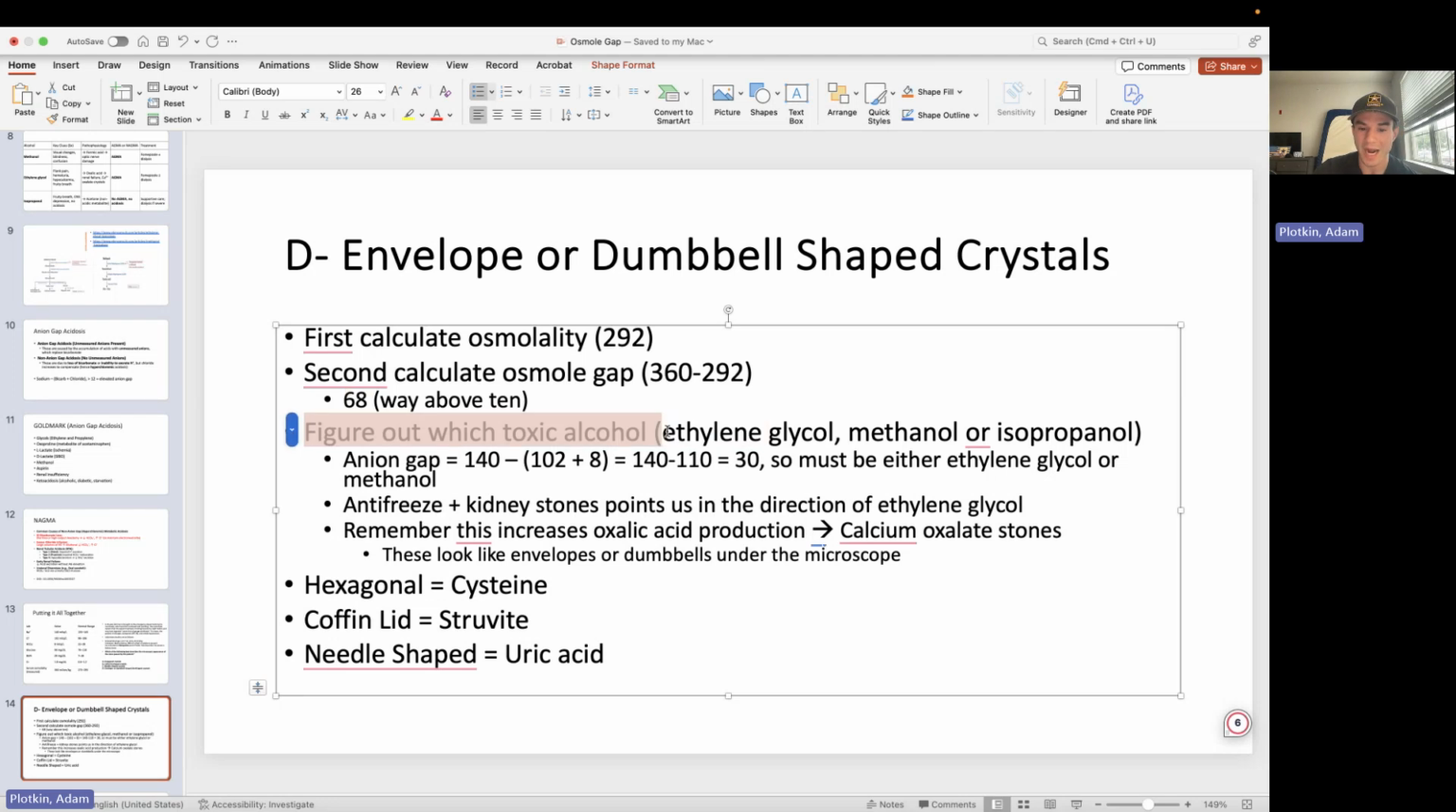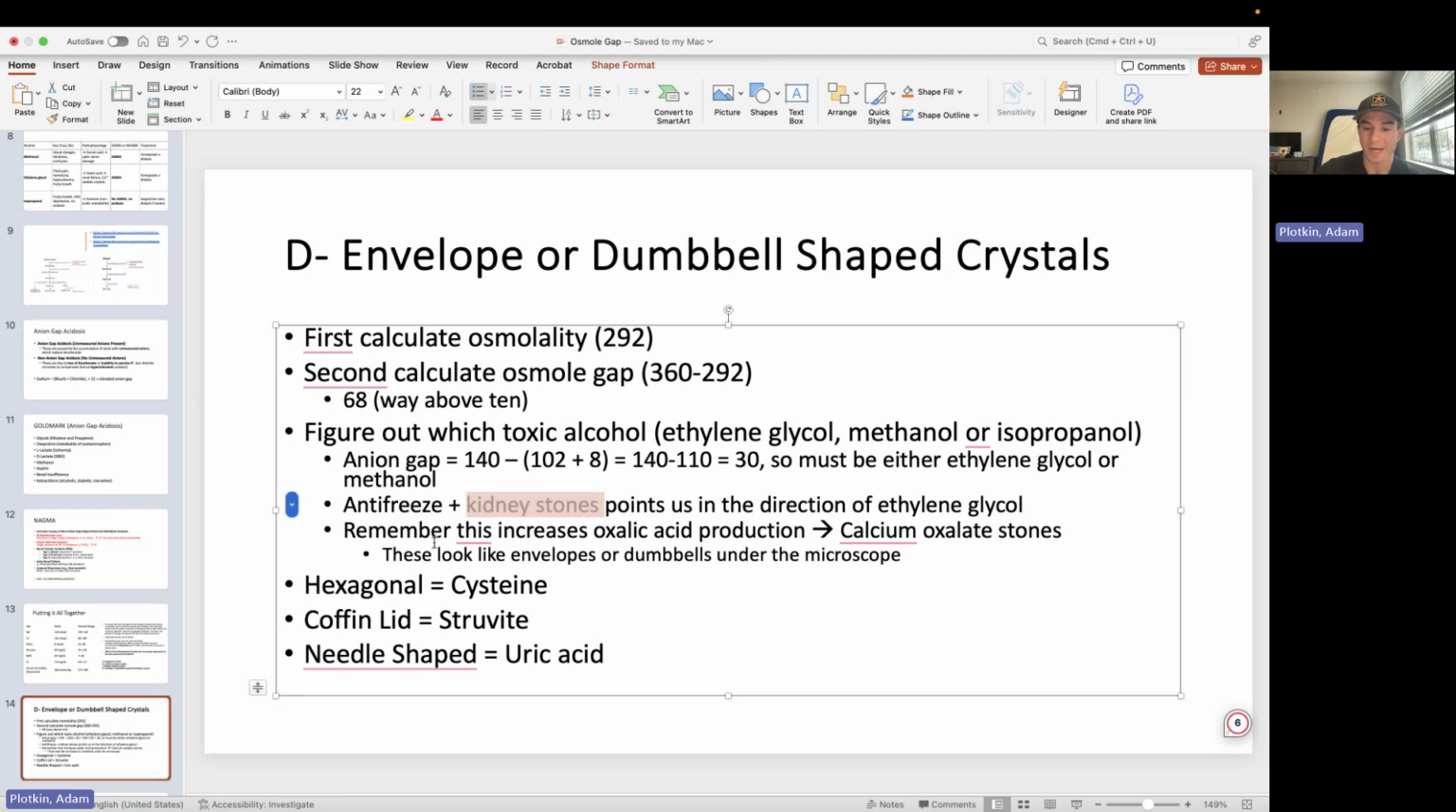We need to figure out which toxic alcohol this was: ethylene glycol, methanol, or isopropanol. Well, I can get rid of one right off the bat, because if I do my anion gap, sodium minus bicarb plus chloride, that gives me 140 minus 110. That's 30, way above 12, right? So it must be either ethylene glycol or methanol. If I look at the history, we see antifreeze and we see kidney stones. That points me more in the direction of ethylene glycol.